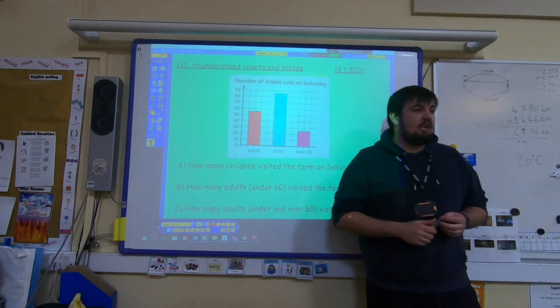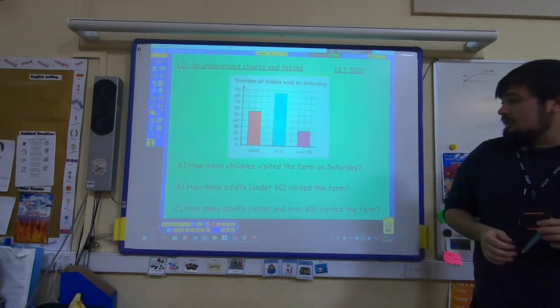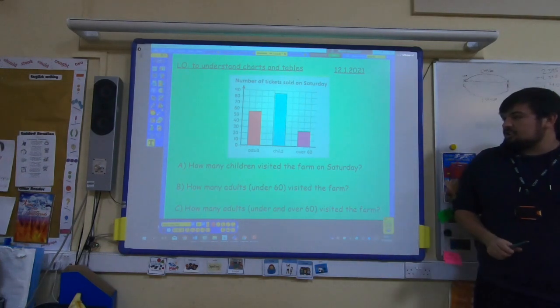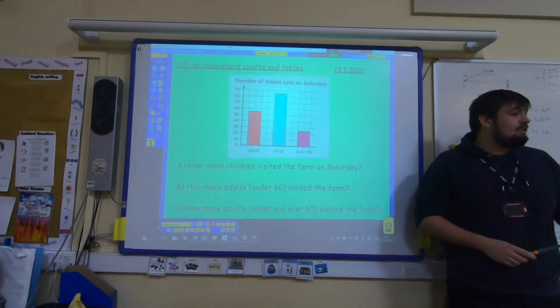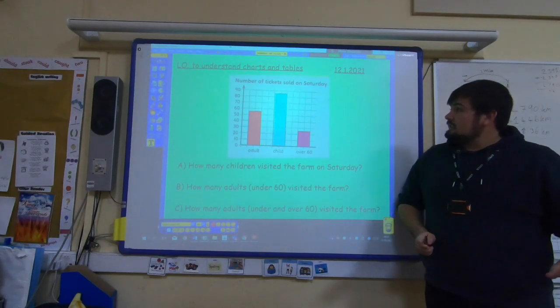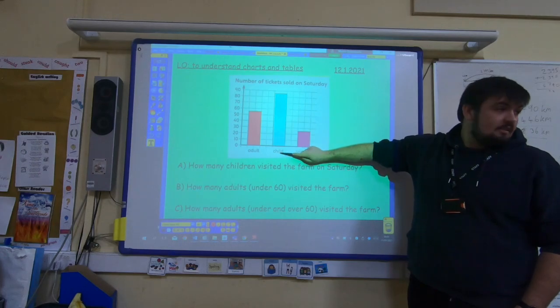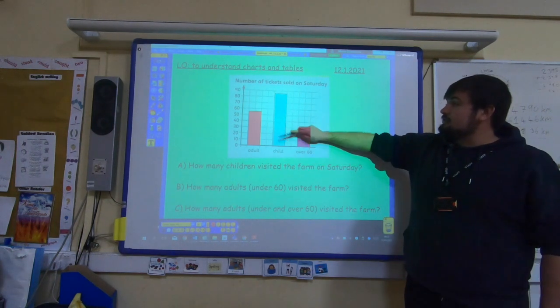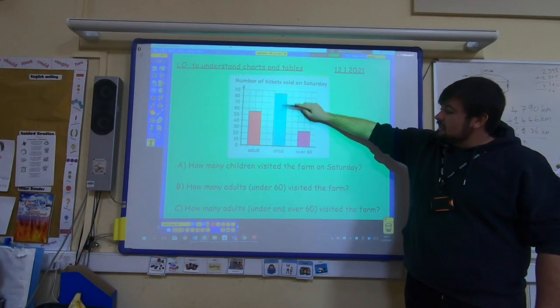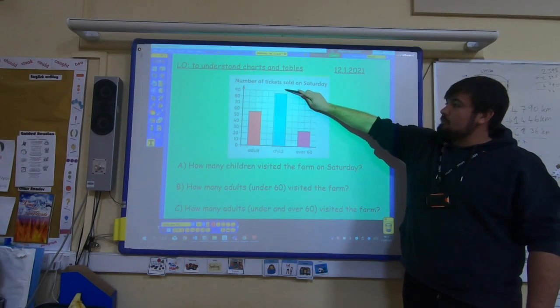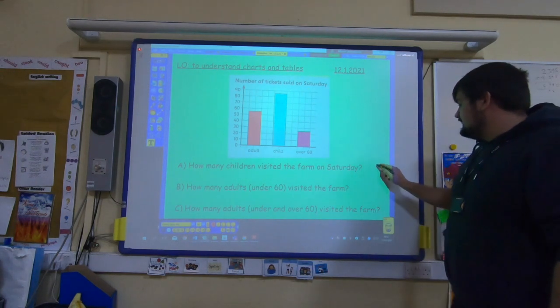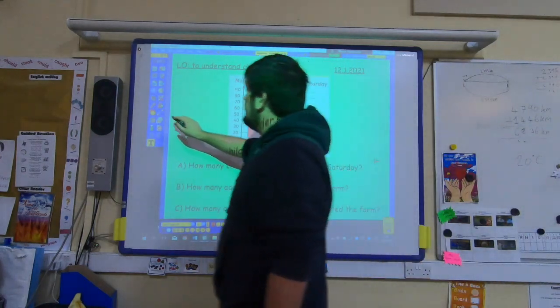Okay, let's go through the answers then. Let's have a look. So question 8. How many children visited the farm on Saturday? Mabley? 85. Yeah. Brilliant. Nice, yeah, 85 children, because we can see the blue bar is the child, and we can see it's halfway between 80 and 90, so it must be 85.